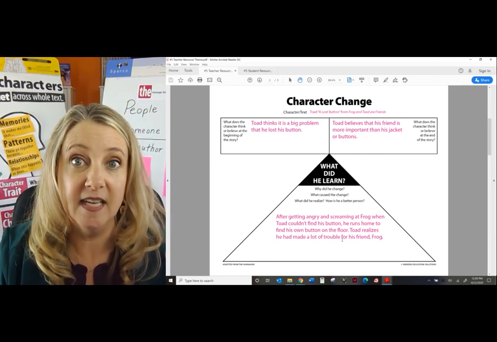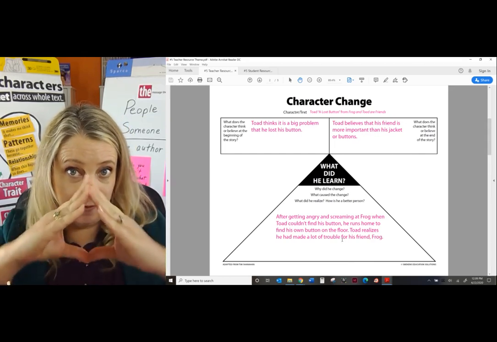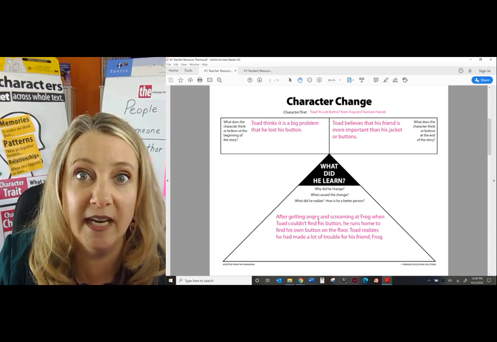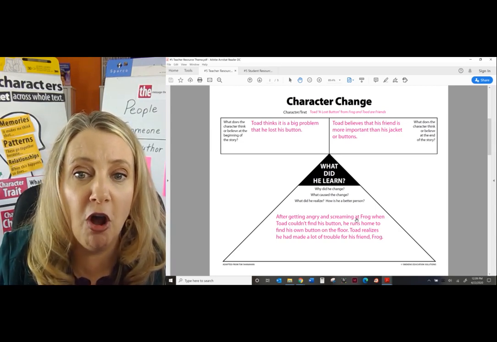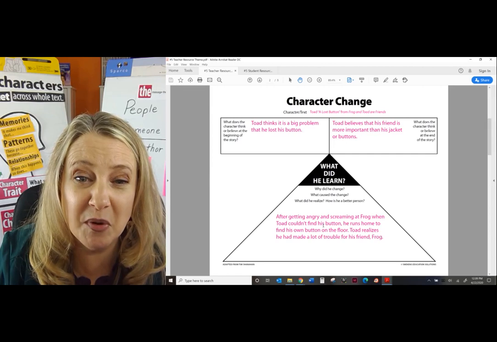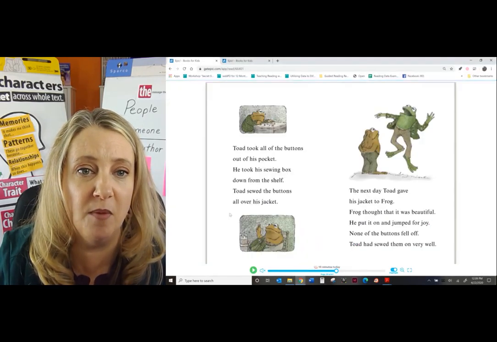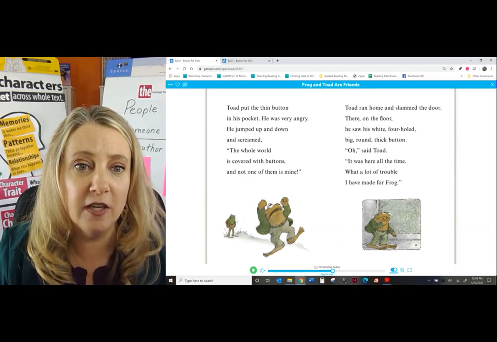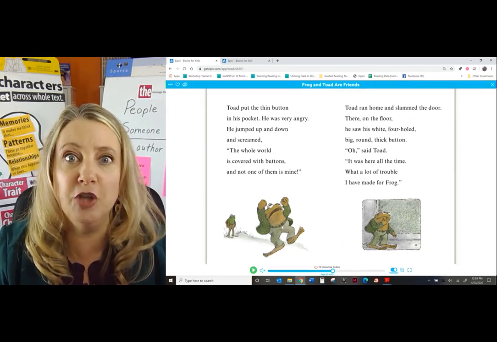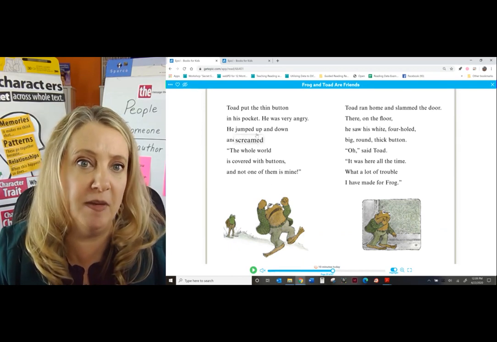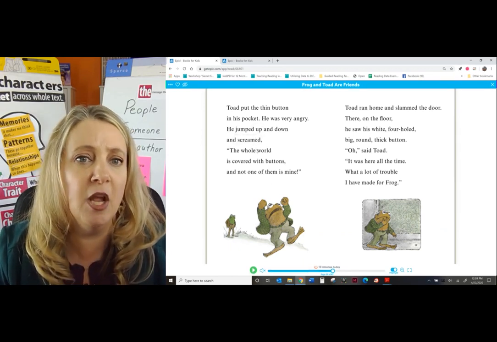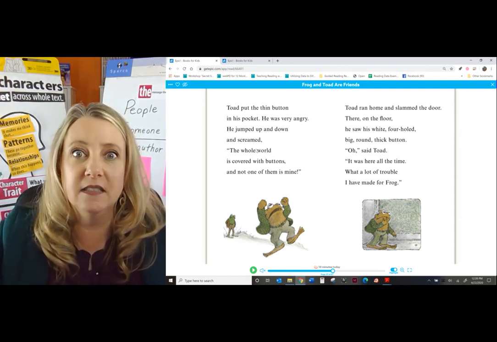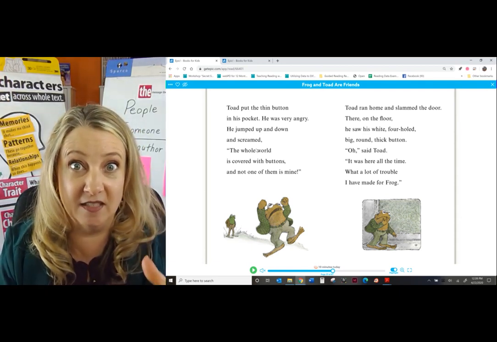Well, because in that tipping point, in kind of the big climax of the story, remember, he got angry and he screamed at Frog when he couldn't find his buttons. Remember, he was throwing like a temper tantrum almost. And so let's go back in here to the text. Look, Frog's over here by himself and Toad is having a temper tantrum. He jumped up and down and screamed, "The whole world is covered with buttons and not one of them is mine." Yeah, that was an intense moment.